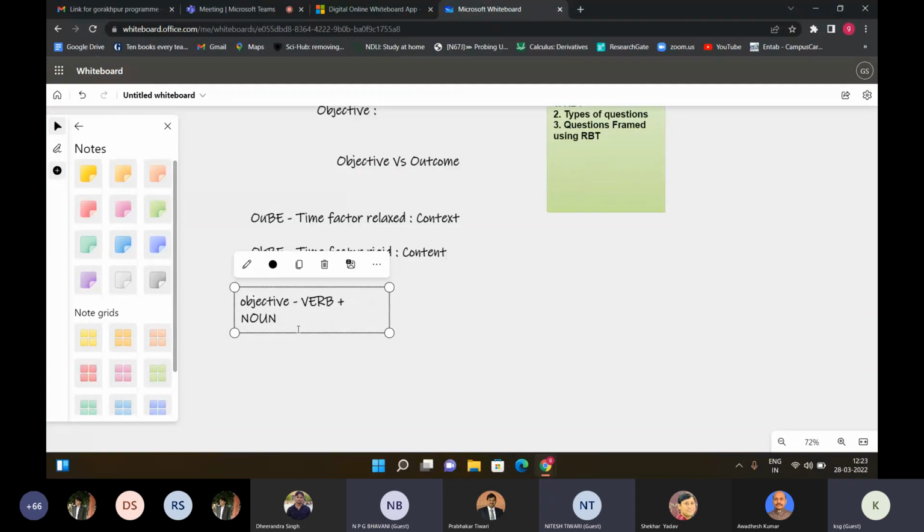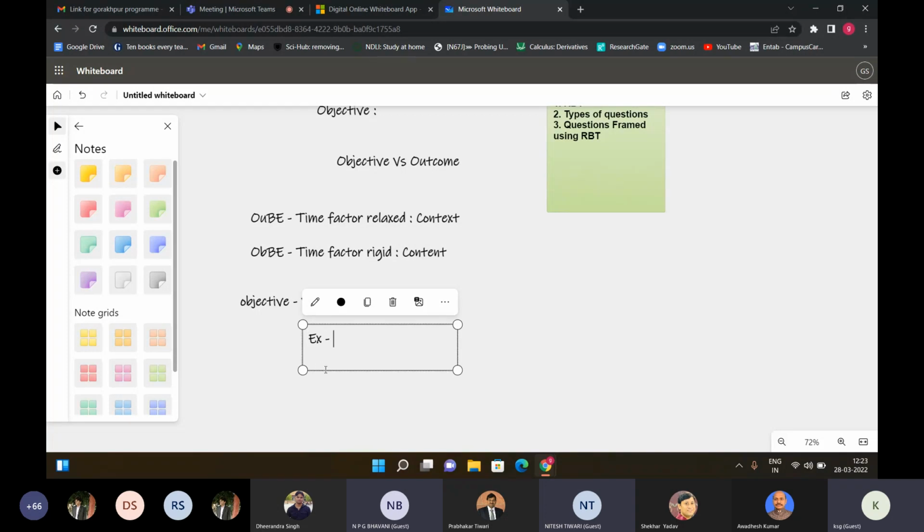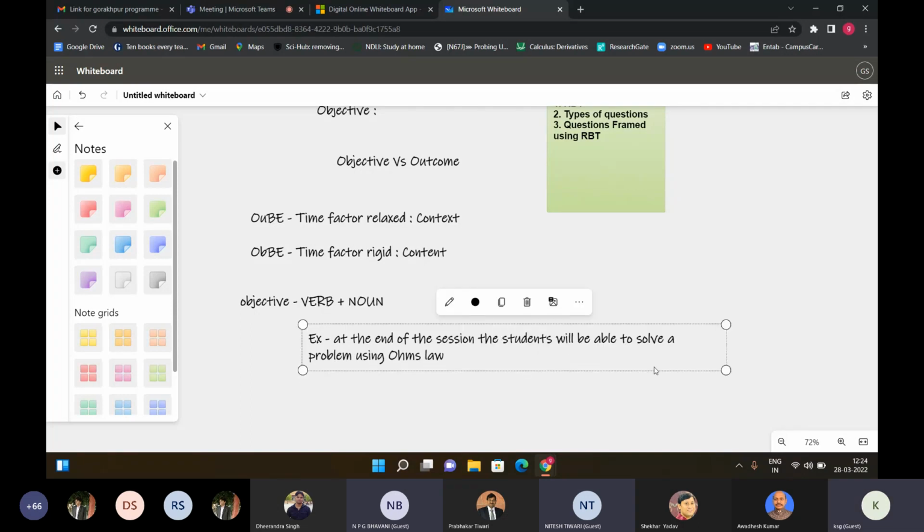You look at any objective. Let me have an example here. The example says: at the end of the session, the students will be able to solve a problem using Ohm's law. So this is the objective here. The students will be able to.